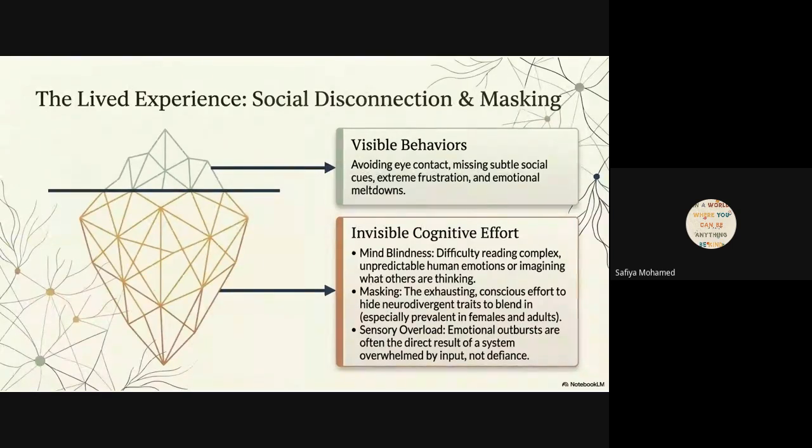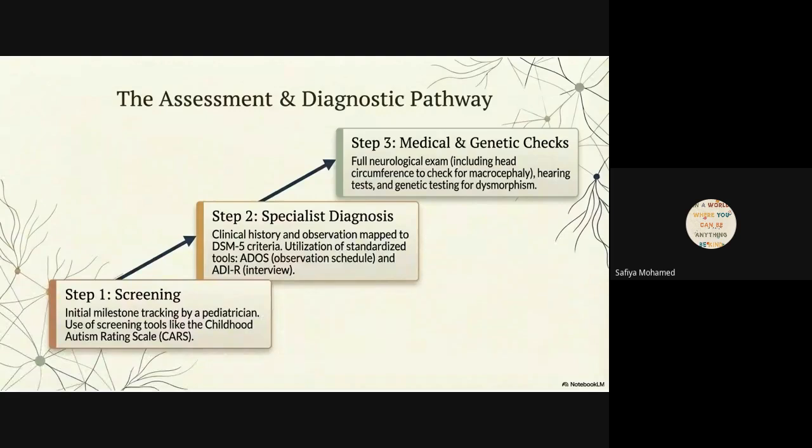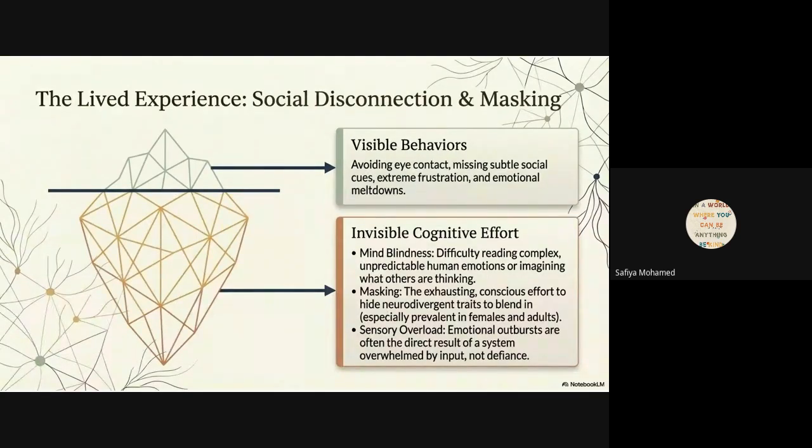All right. And then there's masking, the exhausting conscious effort to hide neurodivergent traits to blend in, especially prevalent in females and adults. Because in some cases they have very high intelligence, they can actually hide these visible behaviors. They will hide those behaviors, and people are not likely to pick it up. And they say this is very likely amongst females.